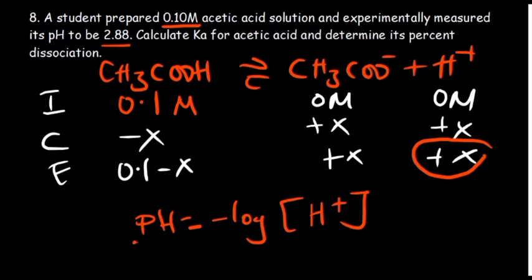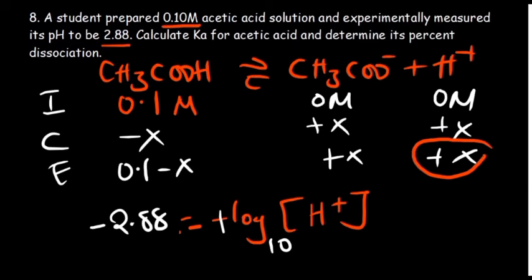So we have our pH here. Our pH has been given in the question to be 2.88. Okay, so we have a negative log of that. So this is in base 10. How are we going to do it? So we can divide by a negative on both sides. This one will become positive and that one will be a negative.